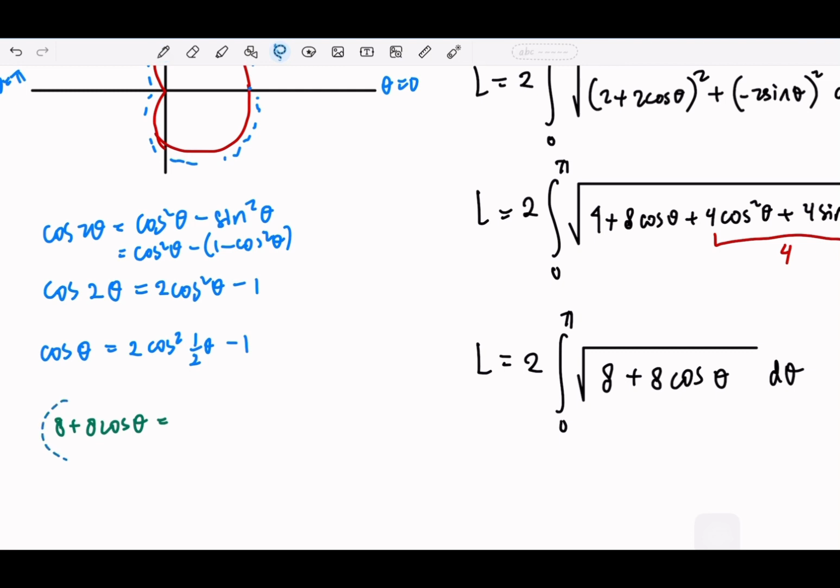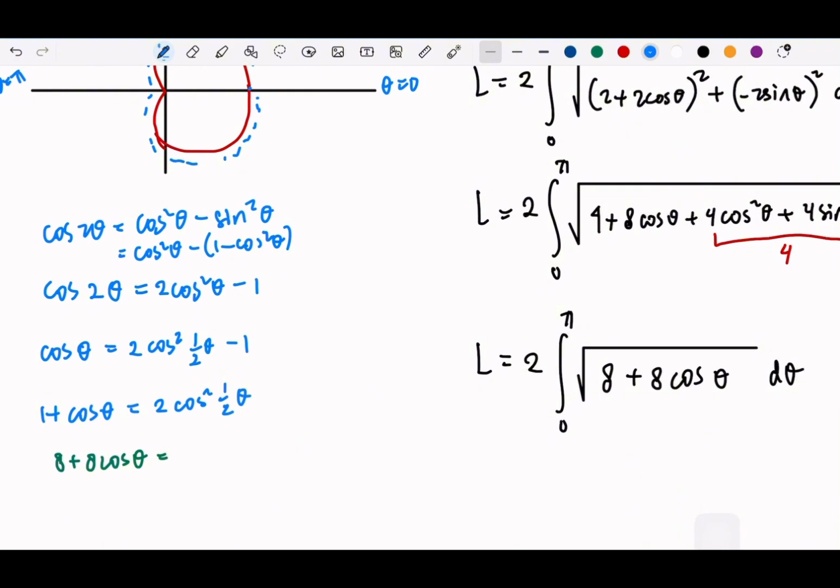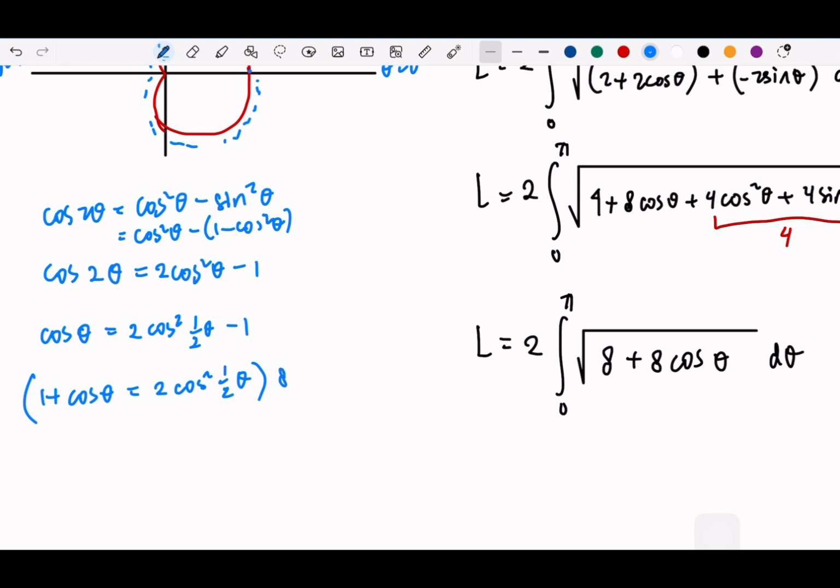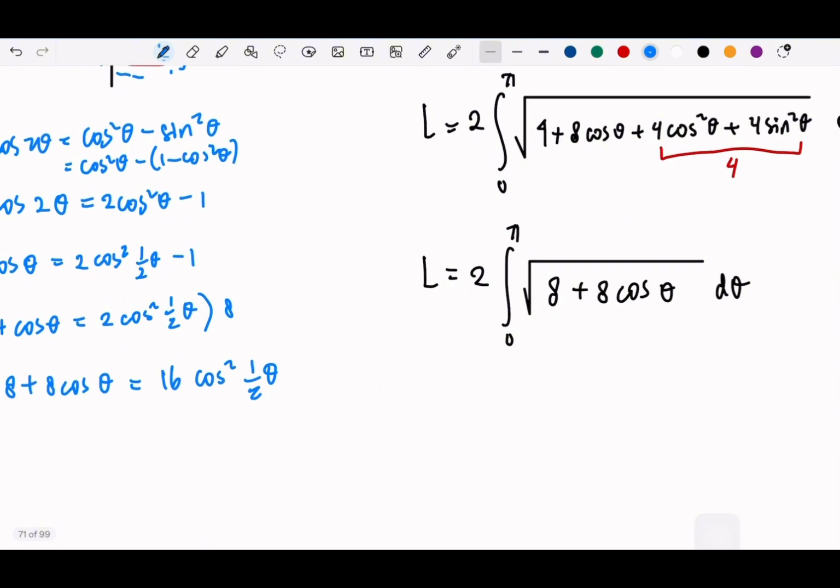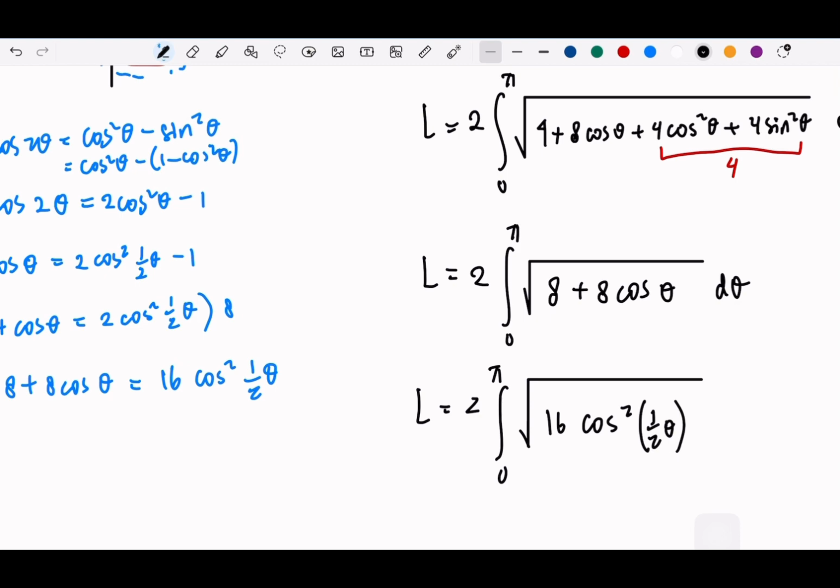or maybe let me finish off this to make it clear. This will be 1 plus cosine theta. Okay, I will multiply by 8. This will be 8 plus 8 cos theta, which is 16 cosine squared half theta. Okay, let's do this. So we have here 16 cosine squared half theta d theta.